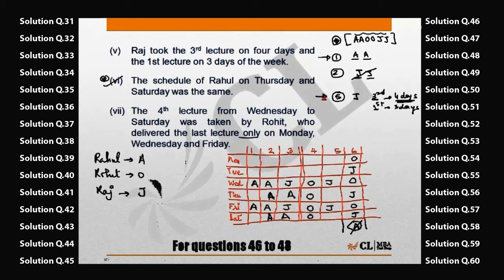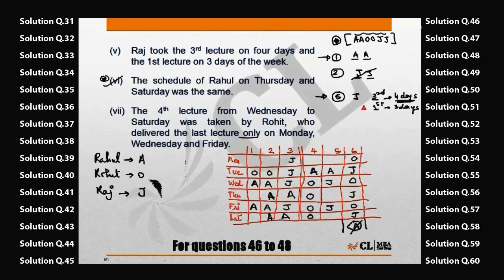Now let's look at condition number 5. Raj, or J, on the third slot had taken the lecture on 4 days. So there are 2 days already done, and we have to look at this day as well as this day. Now a few more things can be filled. We can fill Tuesday. AA has already taken 1 and 2 in 2 cases. Therefore AA cannot come in 1 and 2 on Tuesday. AA has to go to 4 and 5 here. OO has to go to 1 and 2 on Tuesday.